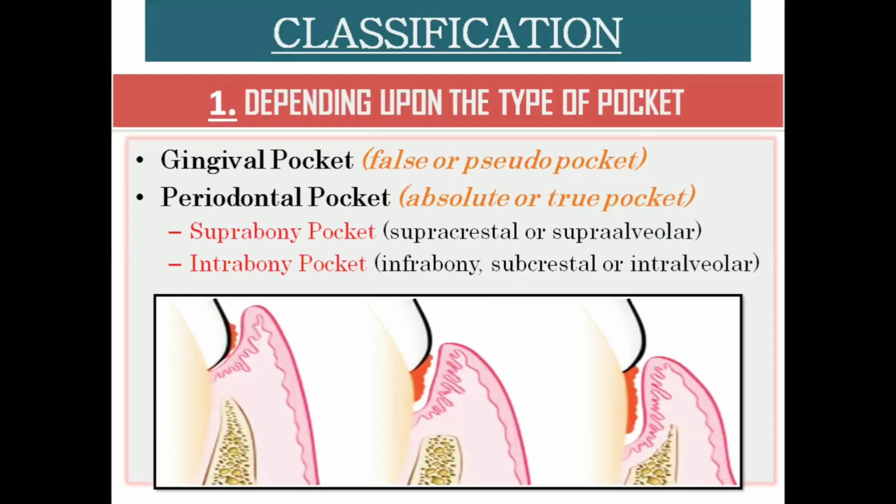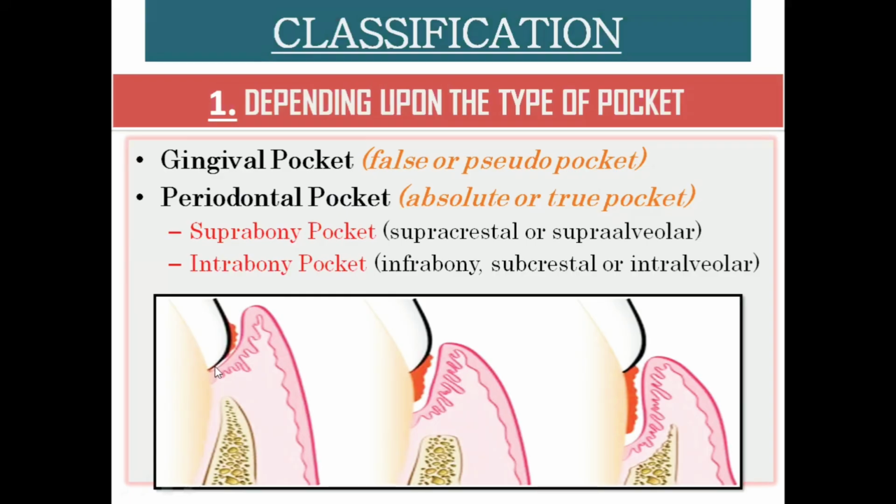First thing is classification. Depending upon the type of pocket, it can be gingival pocket, which is also called as false or pseudo pocket, or periodontal pocket, which is also called as absolute or true pocket. Now see, this was a tooth surface. In this, earlier it was healthy, but later on when there was abundance of plaque and calculus, along with, due to any reason, it might be inflammatory reason, it might be drug-induced gingival enlargement, it may be due to some other medication, this gingival tissue has increased.